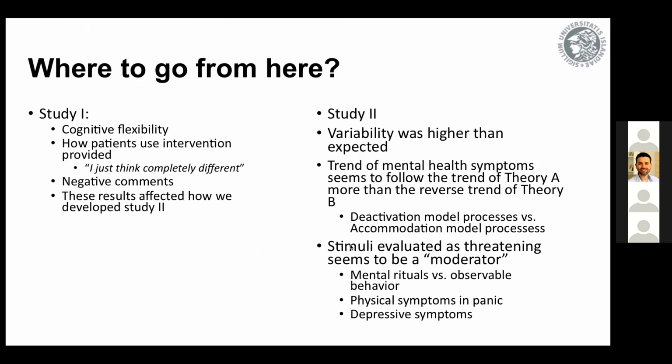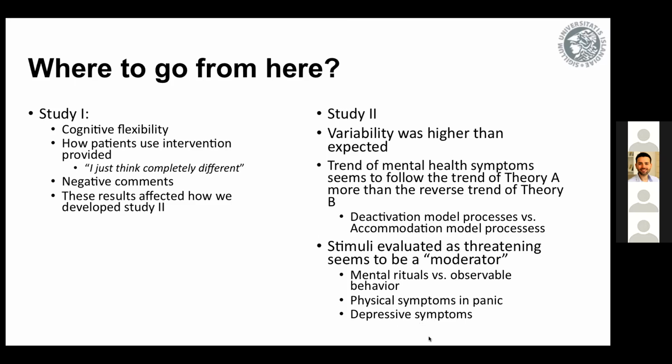So if we could draw together shortly, we found that in study 1, cognitive flexibility was highly important, but how patients used the intervention was more important. They also had negative comments. These results affected how we developed study 2.